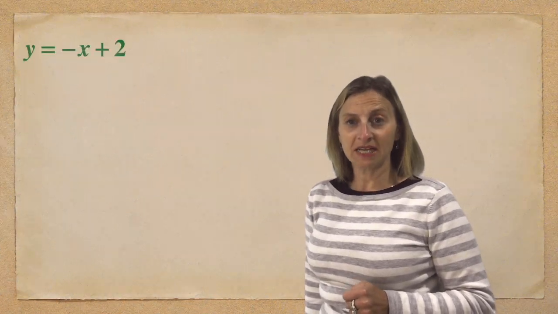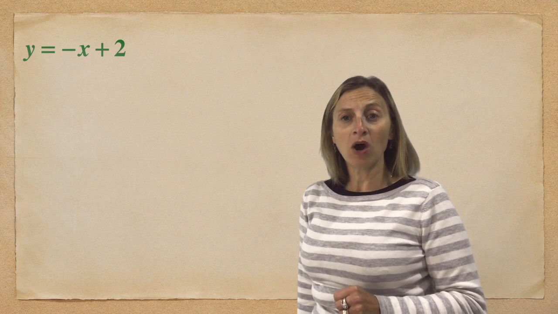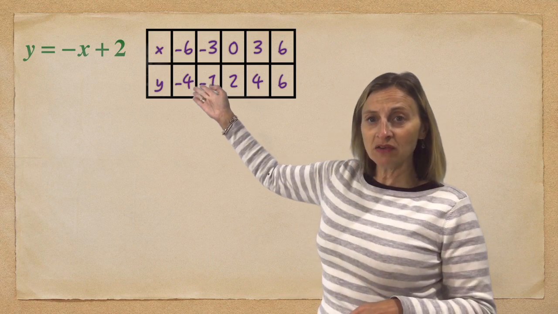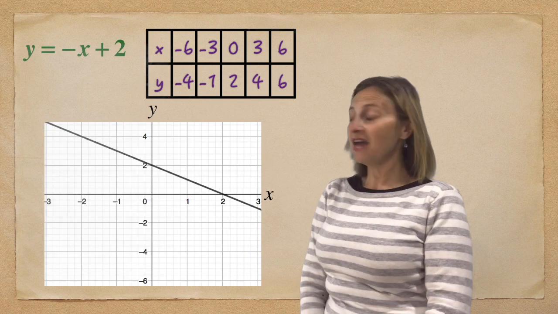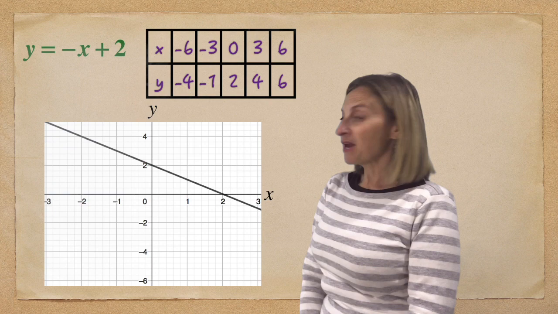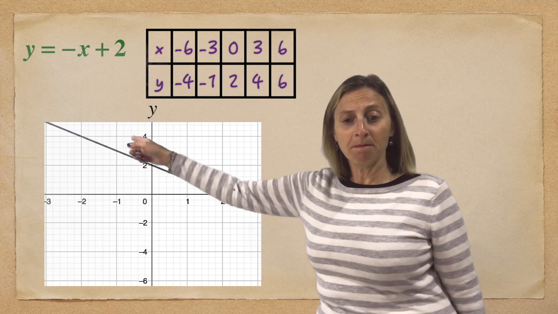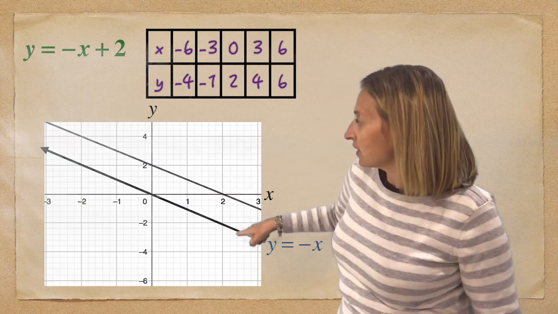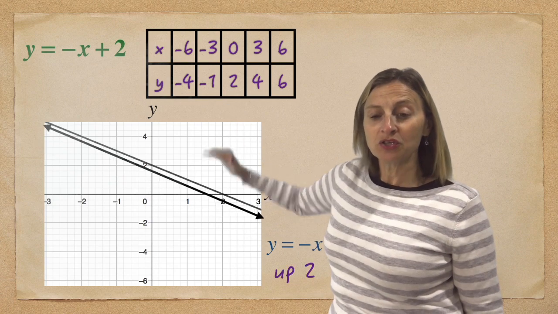y = -x + 2. This time we need to start with the line y = -x. Here I've drawn the table of values, and of course I can draw my graph from the table of values. And that's what I would have. But I know that I could get the same graph by graphing y = -x, which is a line going through 0, 0 in that direction, and then the whole graph would go up 2.